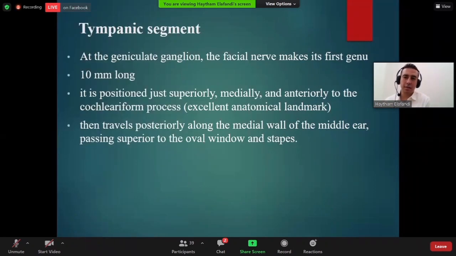Then after the labyrinthine segment, we have the tympanic segment. After the geniculate ganglion, or by the end of the geniculate ganglion, the facial nerve makes its first genu.